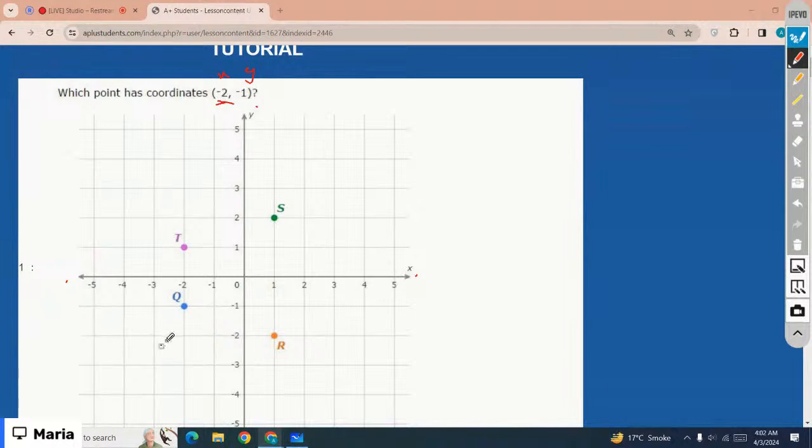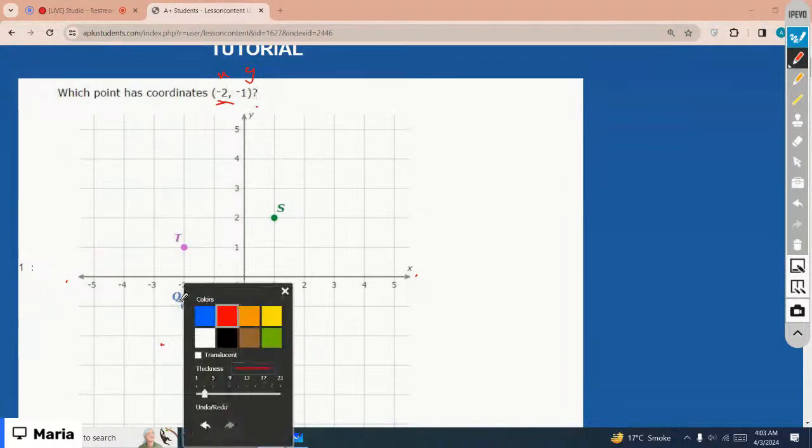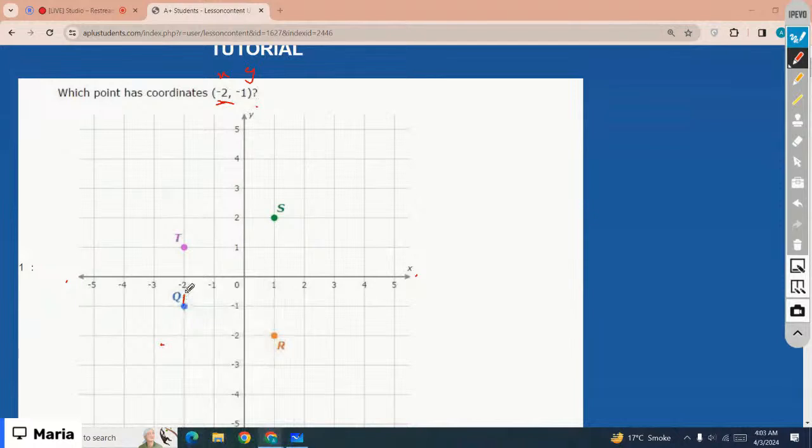So -2 and -1, just look at the Q. You have only one point here. Just look at the coordinates of the Q. Here is -2 and here is -1. That means Q is the point that has the coordinates -2 and -1. Got it? The correct option is Q.